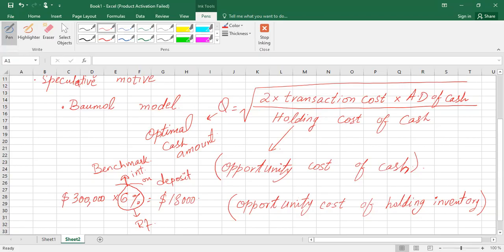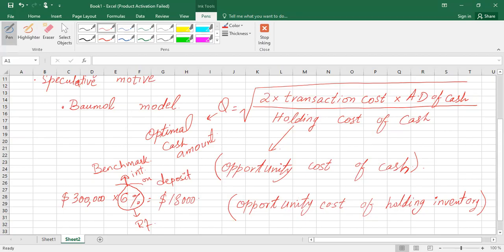This is the Baumol model. The Baumol model and EOQ are both relevant to each other, or close to each other. And what is their objective? Their objective is to find the optimal level, either the optimal level of inventory or the optimal level of cash. Now, what is the second model we have? The second model we have is known as the Miller-Orr model.